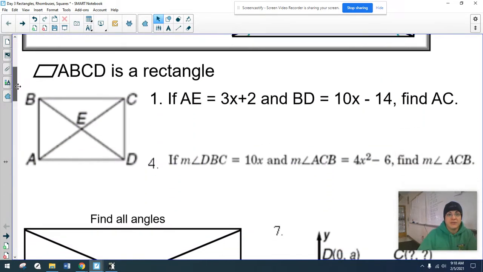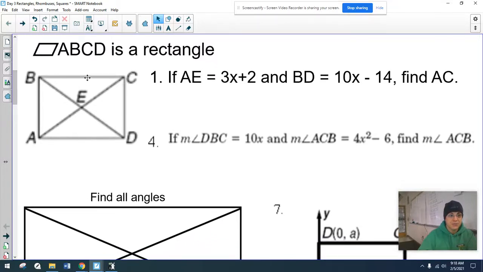So I have a couple of examples with a rectangle. So this little picture, they put a little parallelogram in front of it to tell you it's a parallelogram. It's not just a 4-sided figure. So parallelogram ABCD is a rectangle. They're supposed to tell you that. Don't assume. Then they're going to give you this information down here.